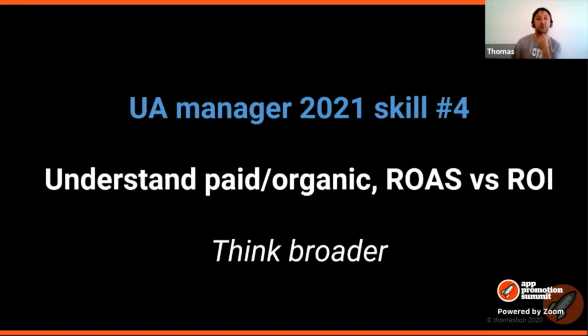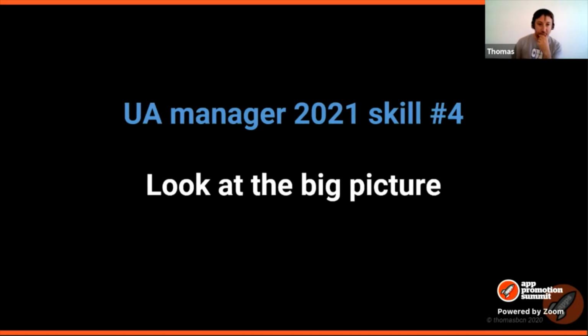I would summarize this one as thinking broader. We try to think deeper in the funnel, and now we want to see broader. It's not about your channel, it's not about only paid UA, it's about the overall result for the company. So skill number 4 is look at the big picture. Don't look at your own department.